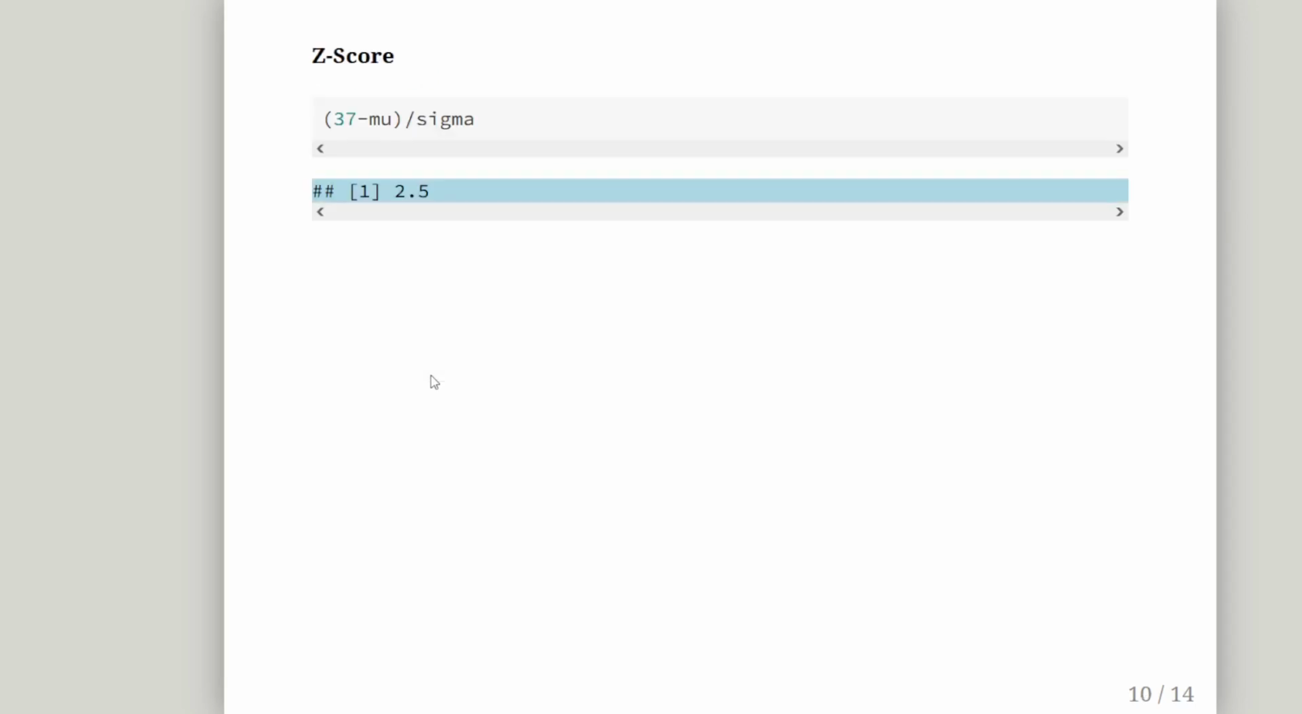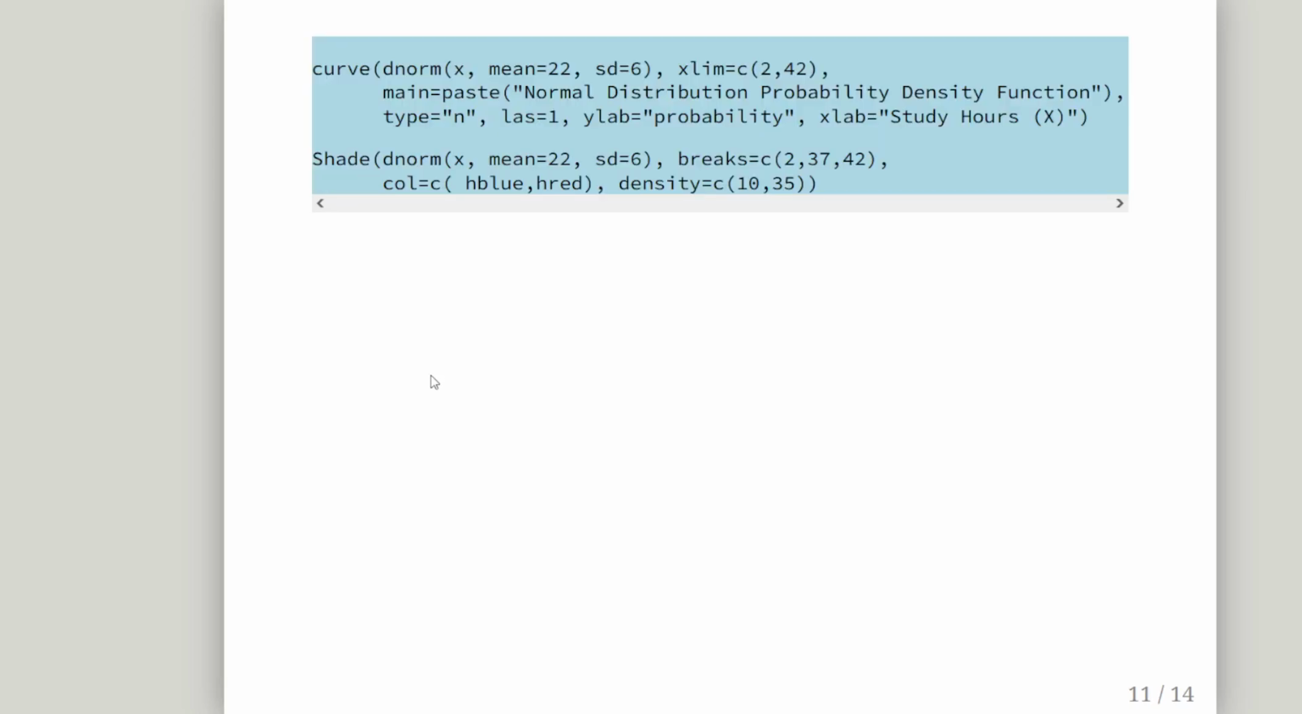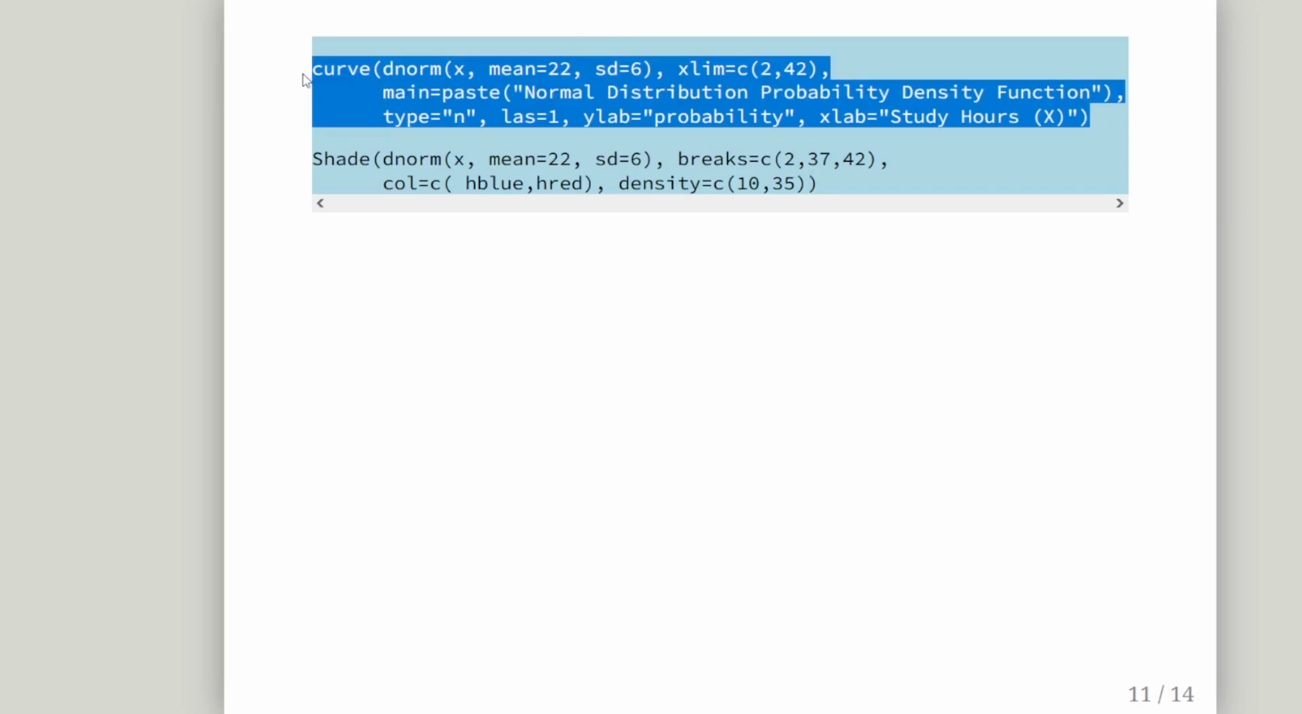The z-score is going to be 37 minus mu divided by sigma, that is 37 minus 22 divided by 6, which is 2.5. Likewise, you can have a look at the plot. It's more or less the same as before. What I've done here is adjust the breaks, the cutoff points for the intervals that get shaded. I have switched the color order, so it's blue and red, and I have switched the intensity there. This part is the same as before. This just sets out the curve before we add additional components to it.